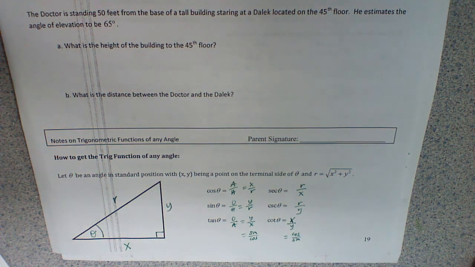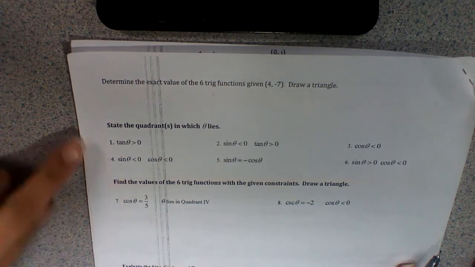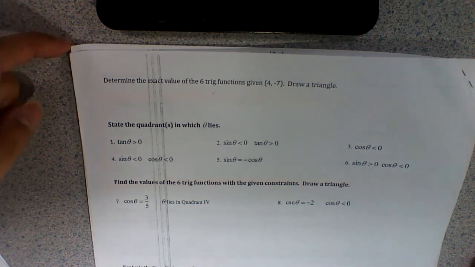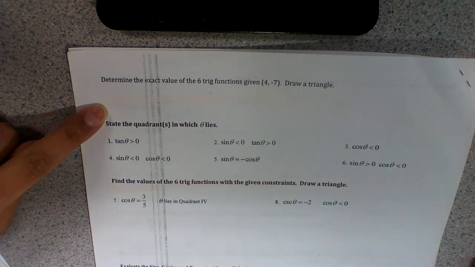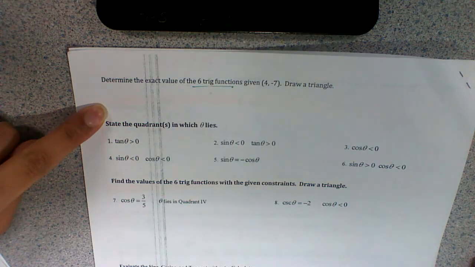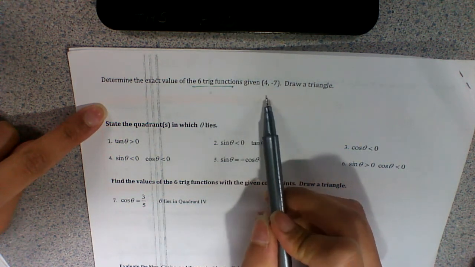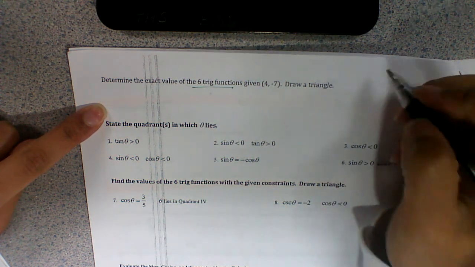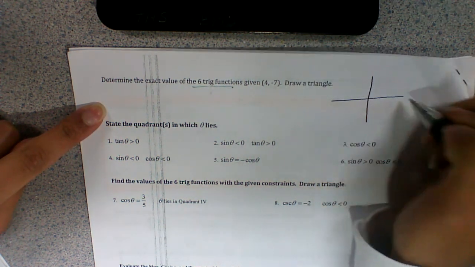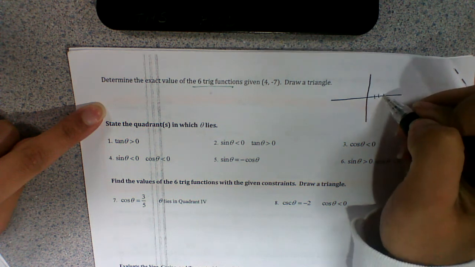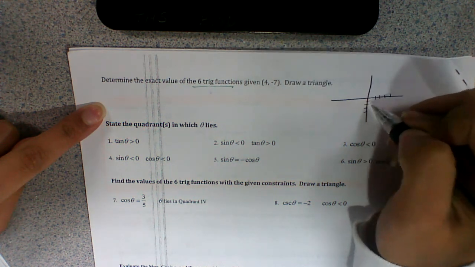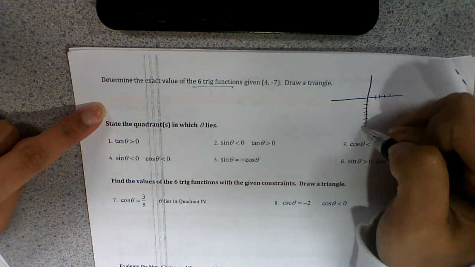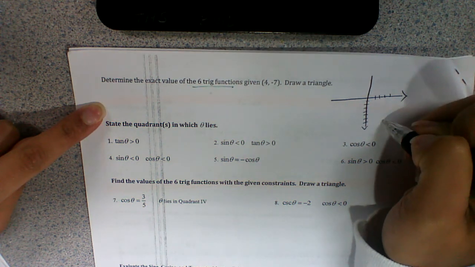Now, if I keep that in mind and take a look at the first example on the next page, right over here, it says, determine the exact value of the 6 trig functions. So we have to find all 6 trig functions if you're given this simple point. Now what I want you to do is go ahead and graph that point just like you normally would. Where would 4, -7 be? So 4, -7 would be right over here in the 4th quadrant.